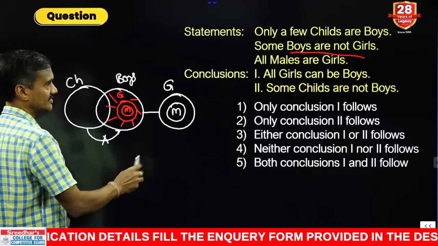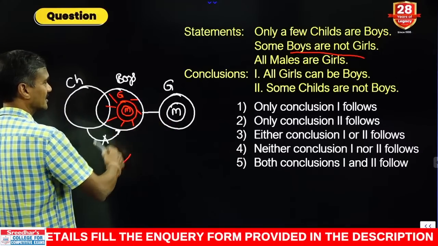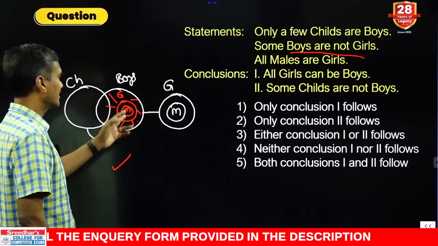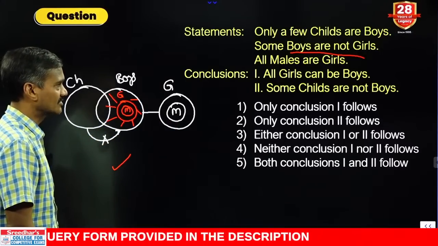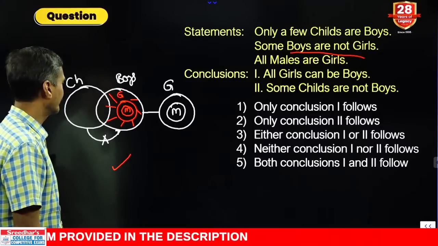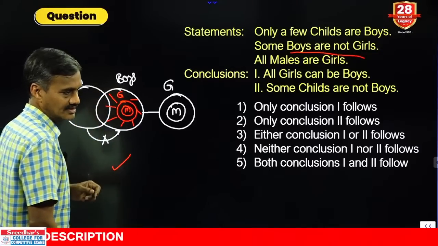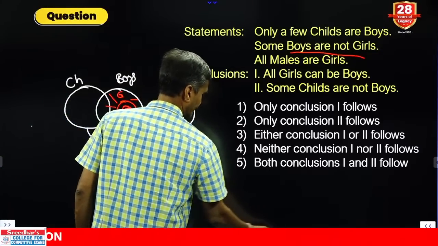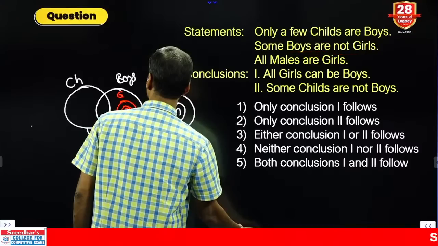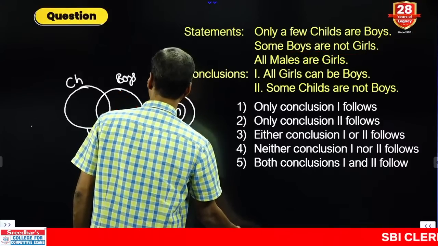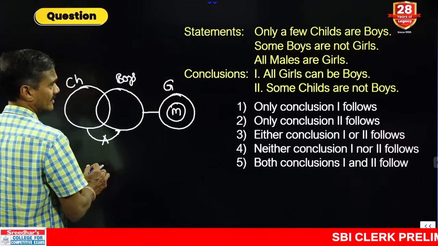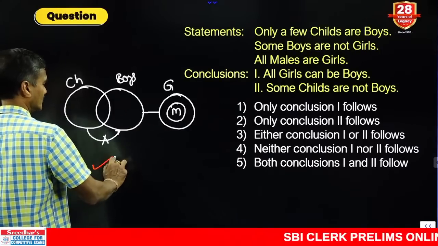Now in this case the first one is possible. All girls can be boys. First one, some children are not boys. Now as of now these are the children that are not boys. Is correct, no? Some children are not boys, that is true. Some children are not boys is true, so to make it false, what should we do? All girls can be boys is true.